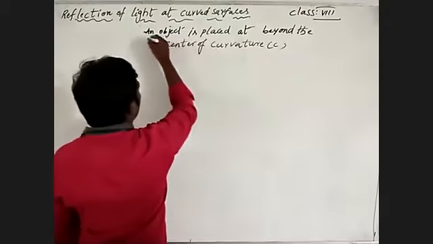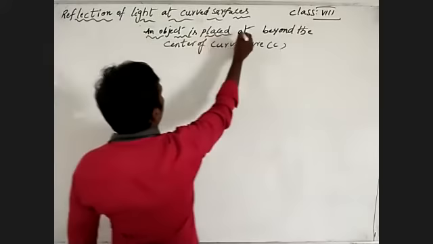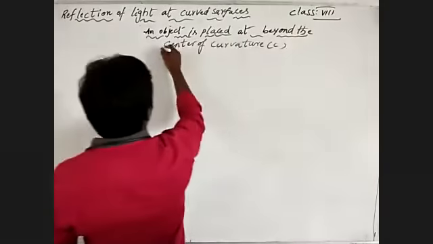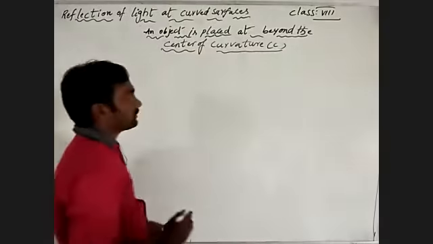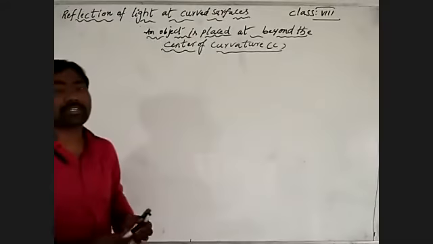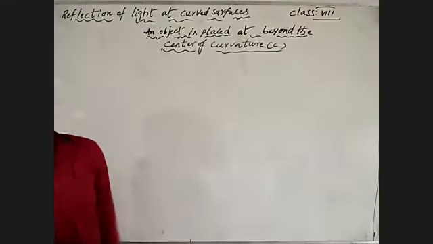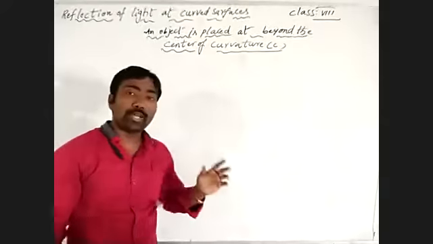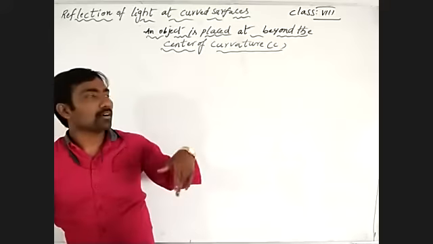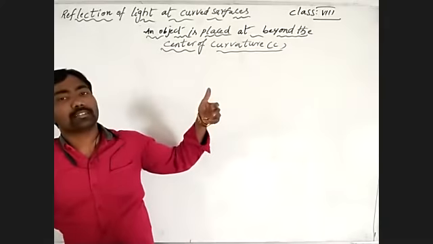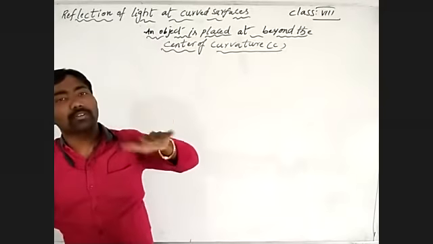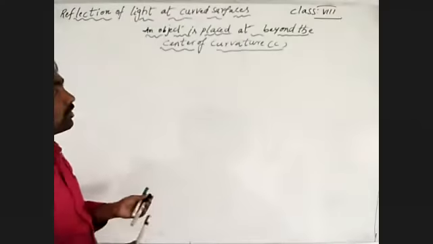See, before we placed an object between focus and center of curvature. But what I'm talking about now is an object placed beyond the center of curvature. Before, when an object is placed between focus and center of curvature, the image is formed beyond the center of curvature. But in this situation, where is the object placed? An object is placed beyond the center of curvature. Then what about the image?